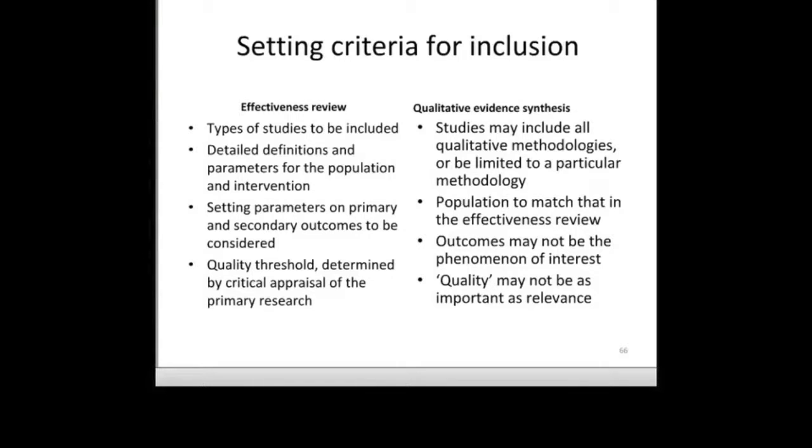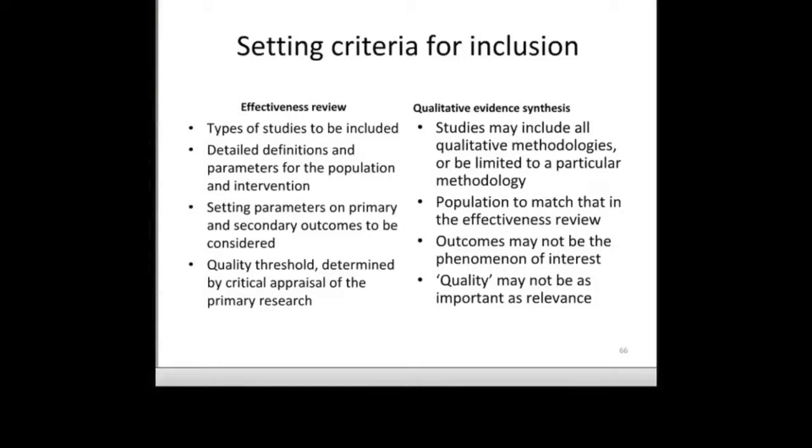The qualitative evidence synthesis, on the other hand, often includes all sorts of qualitative methodologies. They may limit it to particular methodologies or types of papers. I'm aware of many reviews that exclude, for example, opinion papers, because they don't consider that empirical qualitative research. Some would only address ethnographic studies and would neglect, for example, action research. So there are a lot of decision points to make there.